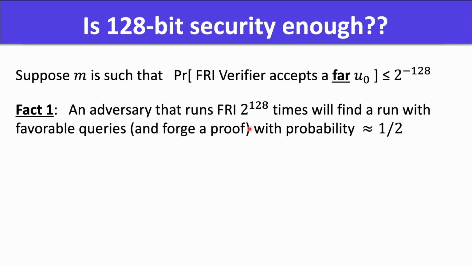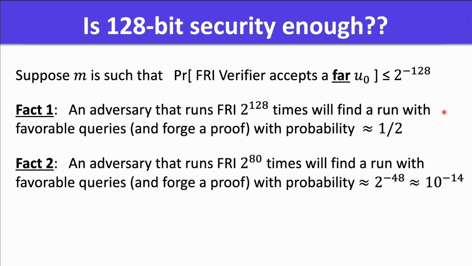So trying the protocol 2 to the 128 times will allow the prover to create a false proof with about probability 1/2. That's okay because running the protocol 2 to the 128 times is beyond what we can do with our current computing power. So this is fine. However, what if the prover only runs FRI 2 to the 80 times? Now it will be able to find some run of the protocol where it gets favorable queries and therefore forge a proof with probability 2 to the minus 48.